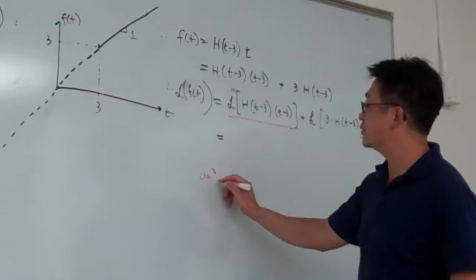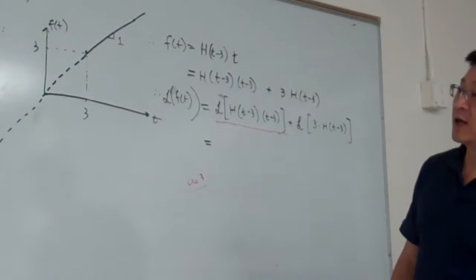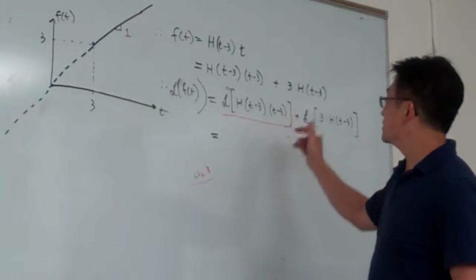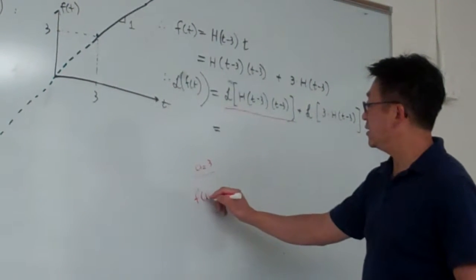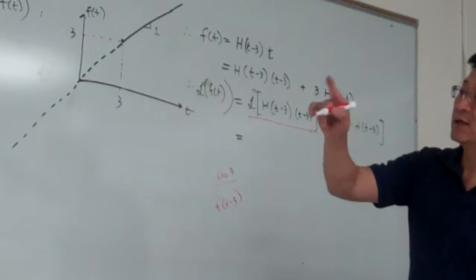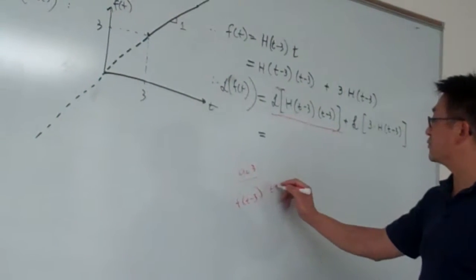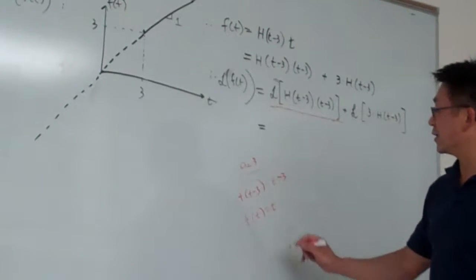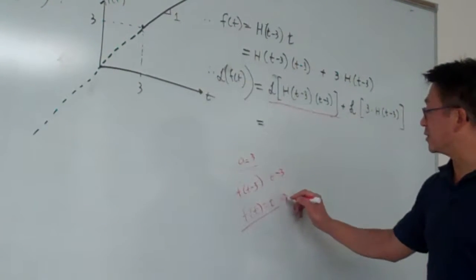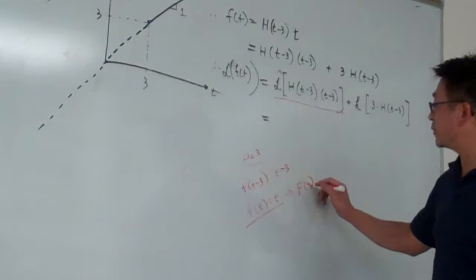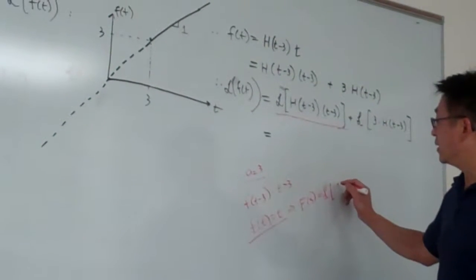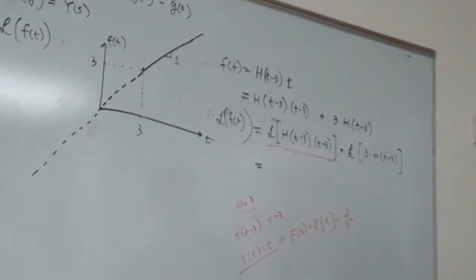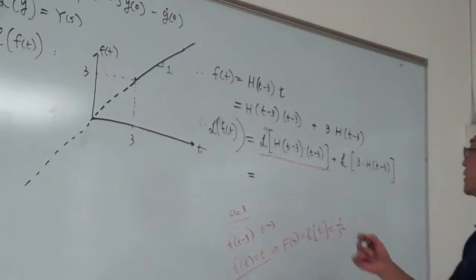This is our scratch information. And f(t minus 3) equals t minus 3. So therefore, that means f(t) equals t. Taking that out, F(s), which is the Laplace transform of t, is 1 over s squared. Okay, so right now we have everything back to here.